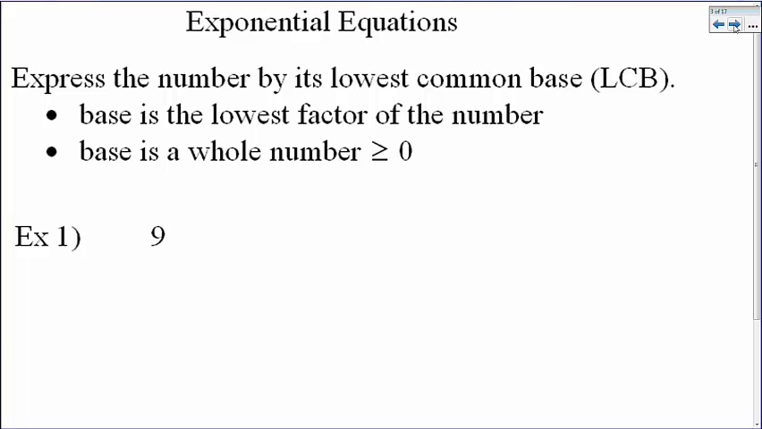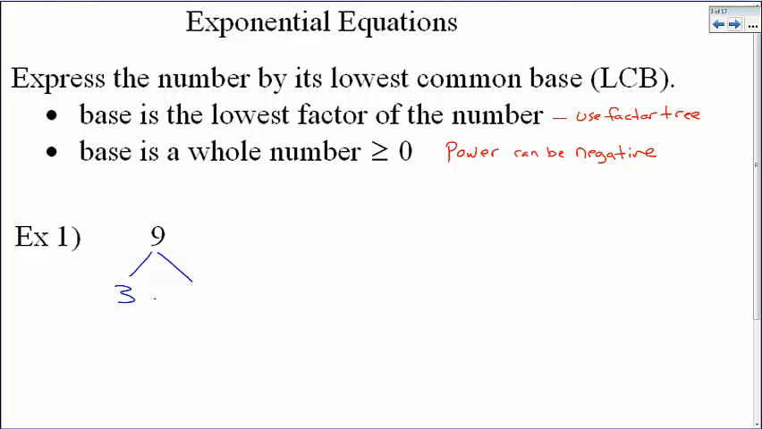We can think of the LCB in terms of two details. First, the base is the lowest factor of the number written to a power. To find this, we can use an idea from 8th grade known as the factor tree. Second, the base will always be a whole number greater than 0. That's not to say that the exponent cannot be negative, but the base itself will always be a positive number. The idea becomes a little bit more clear in our first two examples.